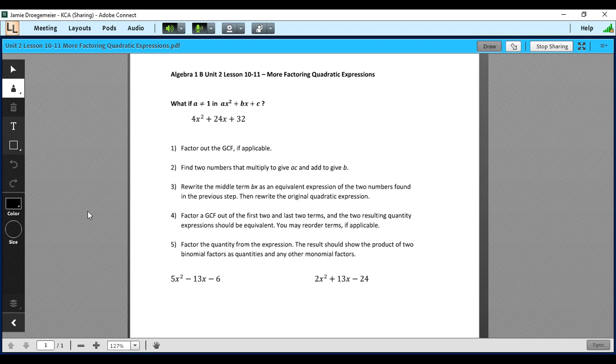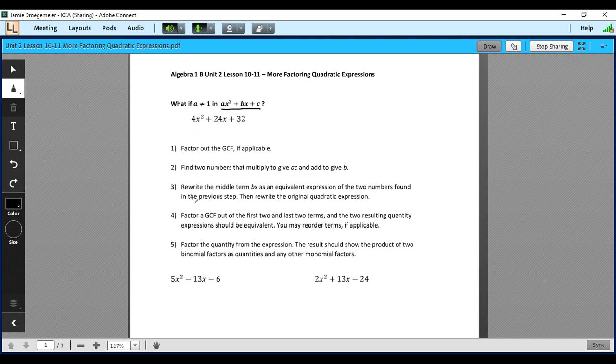Today we are in Unit 2 and Lesson 10 and 11, which deal with more factoring of quadratic expressions. In our last video, we looked at how we could factor quadratic expressions that start with a coefficient of 1. So that first term in our ax squared plus bx plus c, the a was always 1. We started with just an x squared. What happens if we have something other than 1? So in this lesson, we want to look at how we deal with factoring when we have something other than 1 as that leading coefficient.